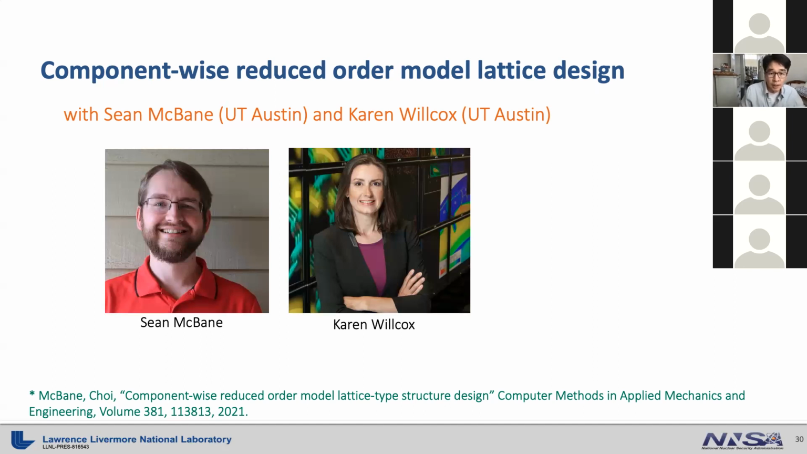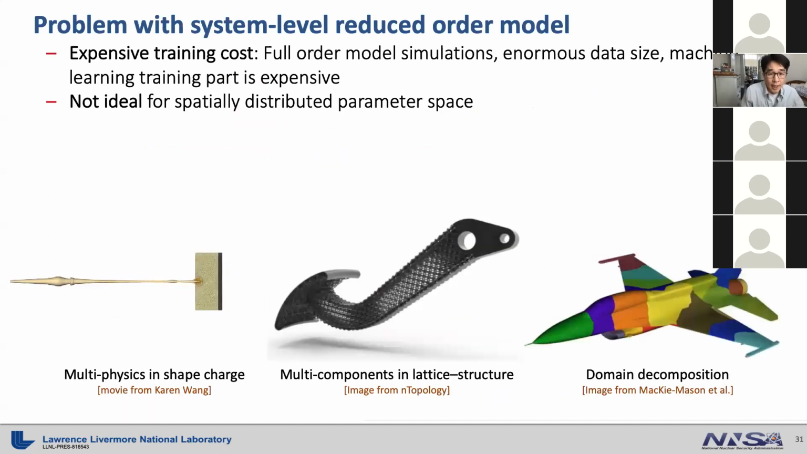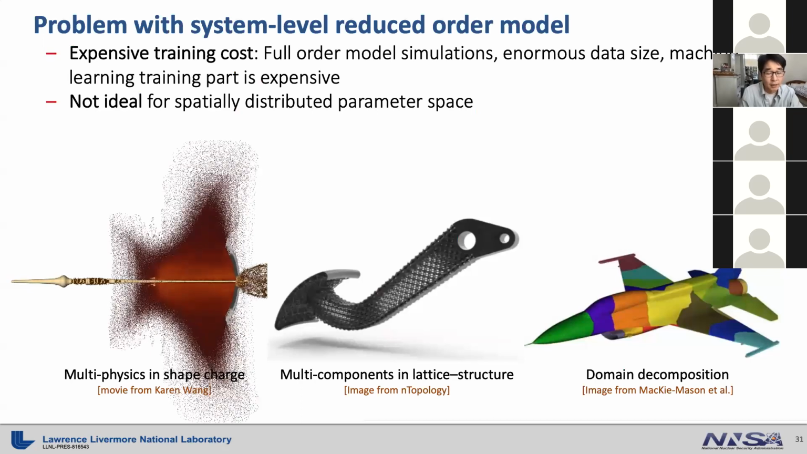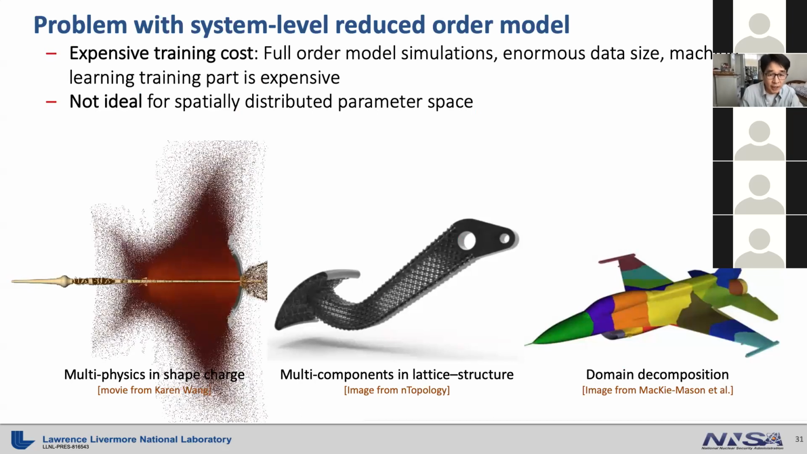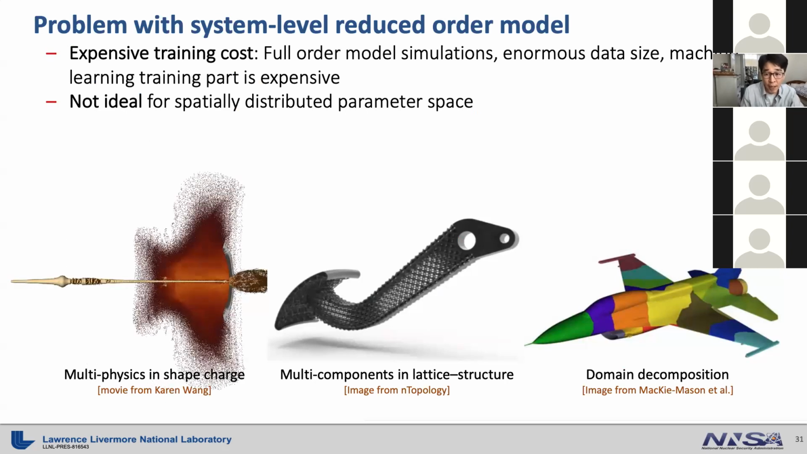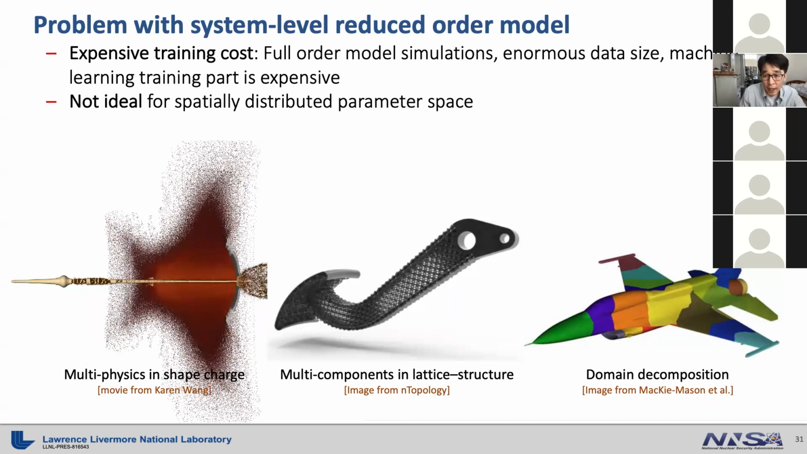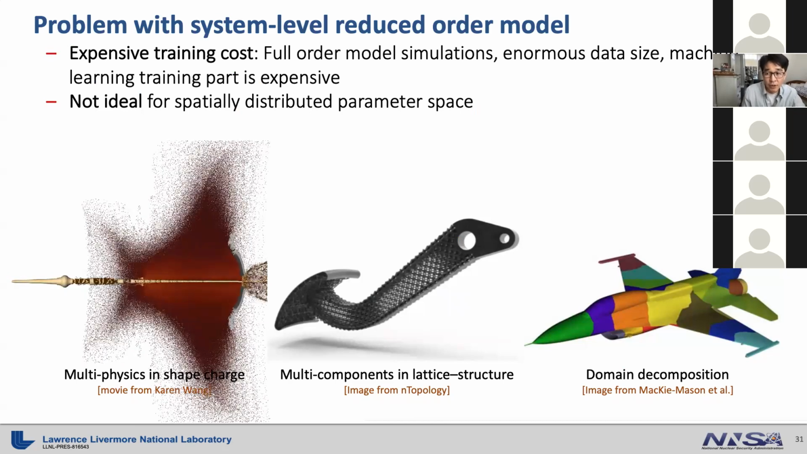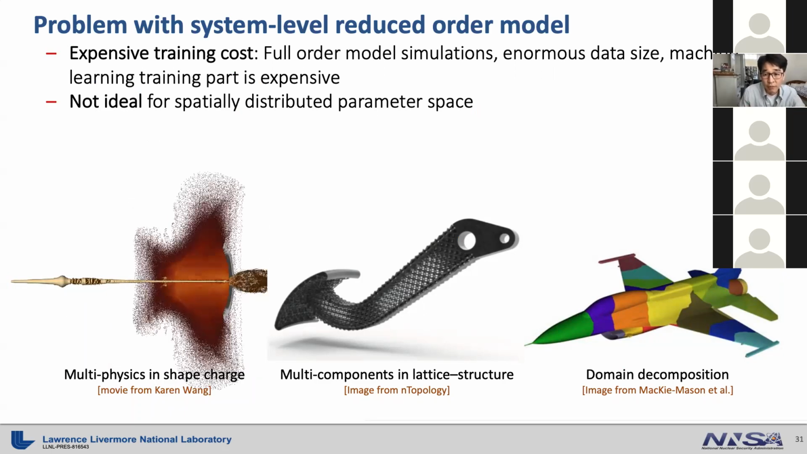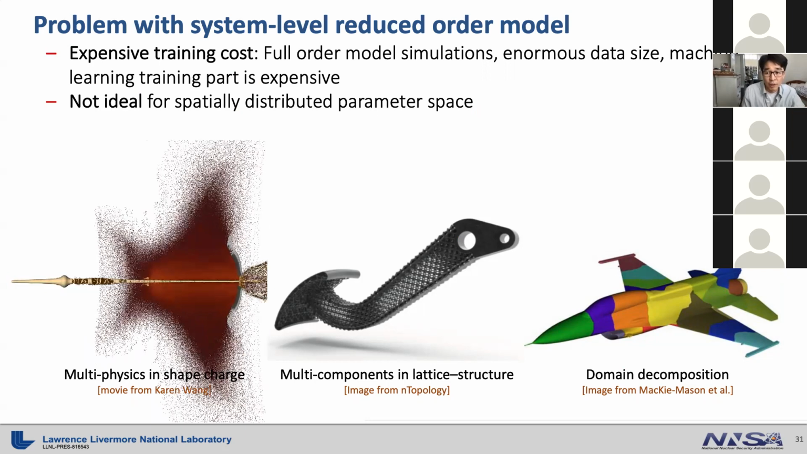This work is currently being done with Sean McBain and Karen Wilcox at UT Austin. And just to give you a motivation for it, despite all the successful stories of the reduced models that I have shown so far, as the full order model size increases, the cost of training becomes very expensive and sometimes not even possible, maybe because of memory issues. Also, if the parameter is spatially distributed, as is often the case in topology optimization problems, the dimension of the parameter space becomes too high to be tractable.